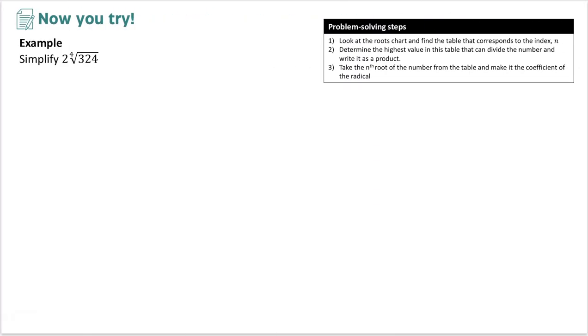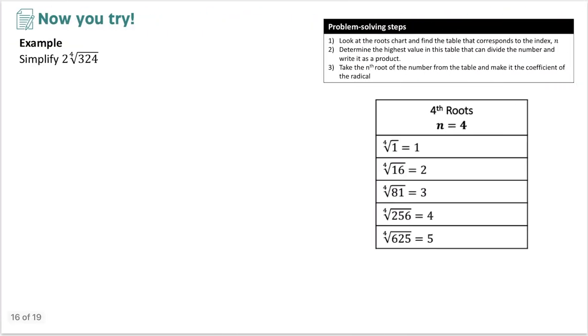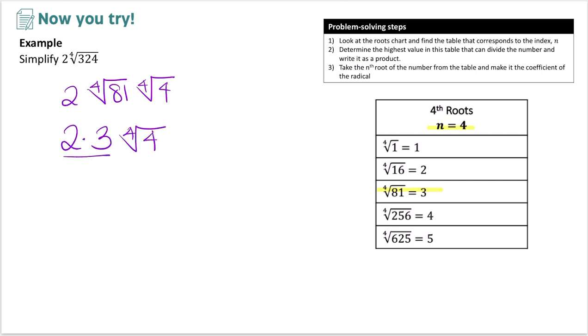So we have 2 times the 4th root of 324, so we go to the n equals 4 table. The 4th root of 324, well, we can simplify that by rewriting as the 4th root of 81 times the 4th root of 4. Right, because 81 is the biggest value that evenly divides 324. So the 4th root of 81 is 3, so we have 2 times 3 times the 4th root of 4. 2 times 3 is 6, so we have 6 times the 4th root of 4.